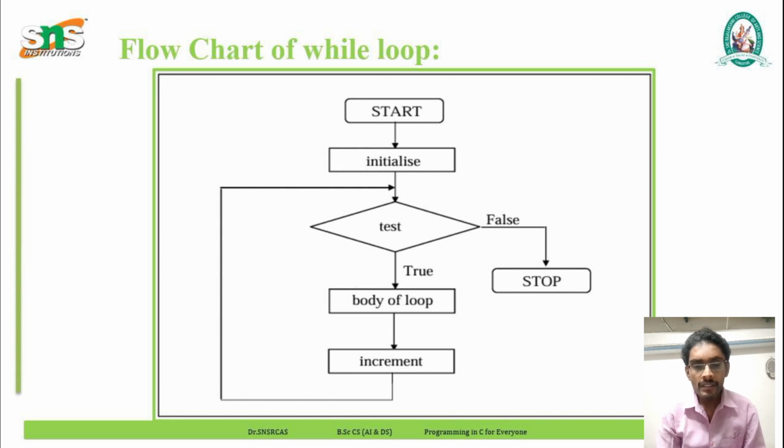And once it comes inside the while loop segment, the body of the loop is executed, and then there is an increment or decrement of the variable. Once the increment or decrement is done, control goes again to testing the condition. Again, if the condition is true, then control comes inside the body of the loop. If the condition fails, then it goes out of the loop and the control goes to the next immediate statement after the while loop.